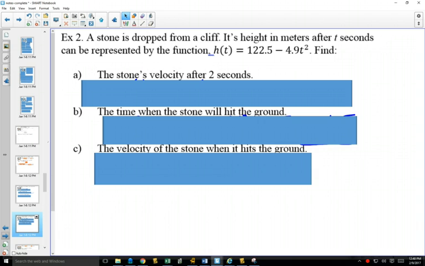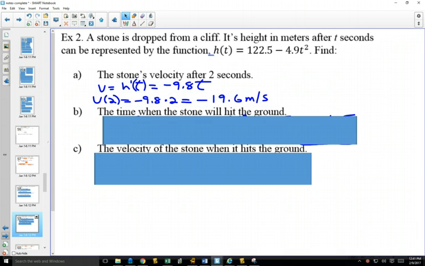How fast is it going after 2 seconds? Well, this is our displacement function. So in order to find our velocity, we're going to need to take the derivative. So we take the derivative. It's negative 9.8t.